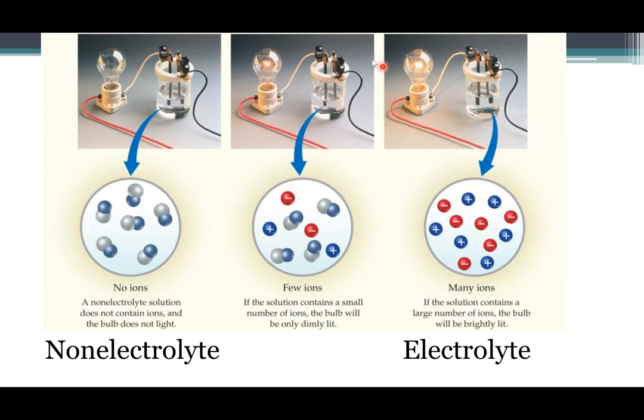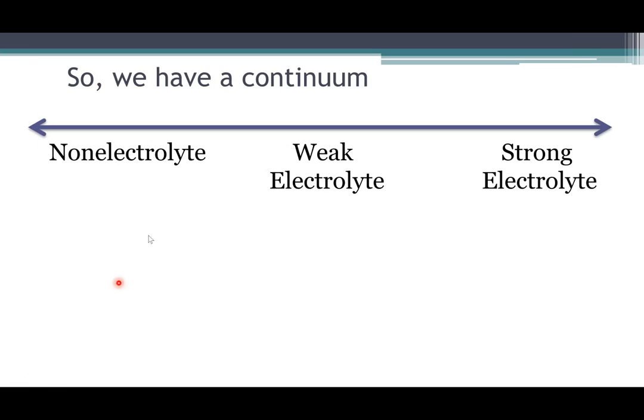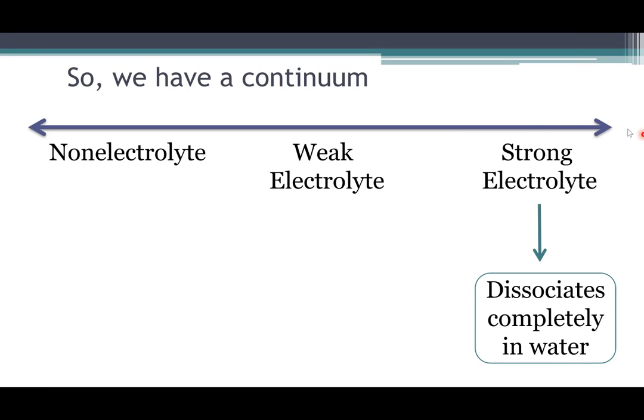So what this middle picture indicates is there are some solutions that maybe just form a few ions. So some of the ionic compound breaks apart, but some of it stays together. So we've got this one in the middle too that we need to talk about. Okay. So here's our continuum. Non-electrolyte. It starts over there.